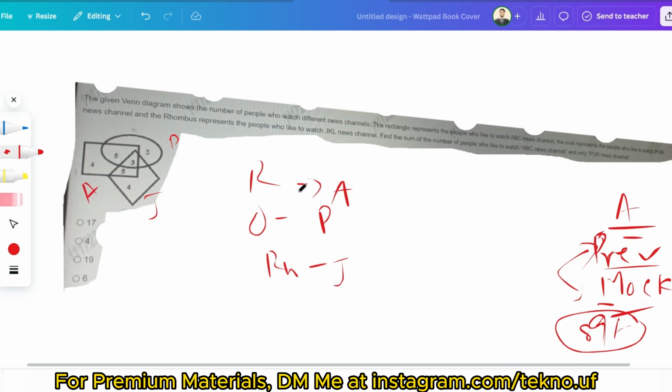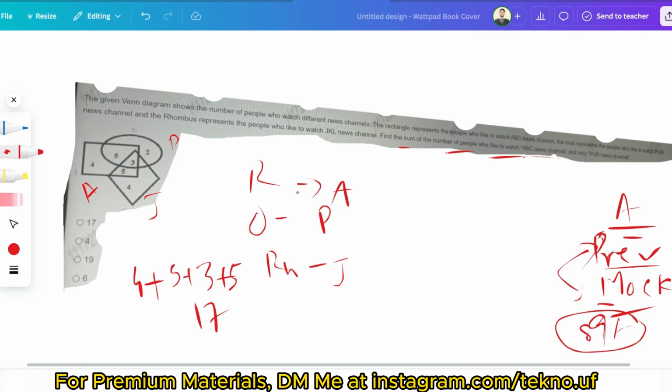Okay, so the question is, find the sum of the number of people who like to watch ABC News channel. So ABC News channel is the rectangle. So ABC news channel has 4, 5, 3, and 5, right? So 4 plus 5, 9, plus 3, that is 12, plus 5, that is 17.